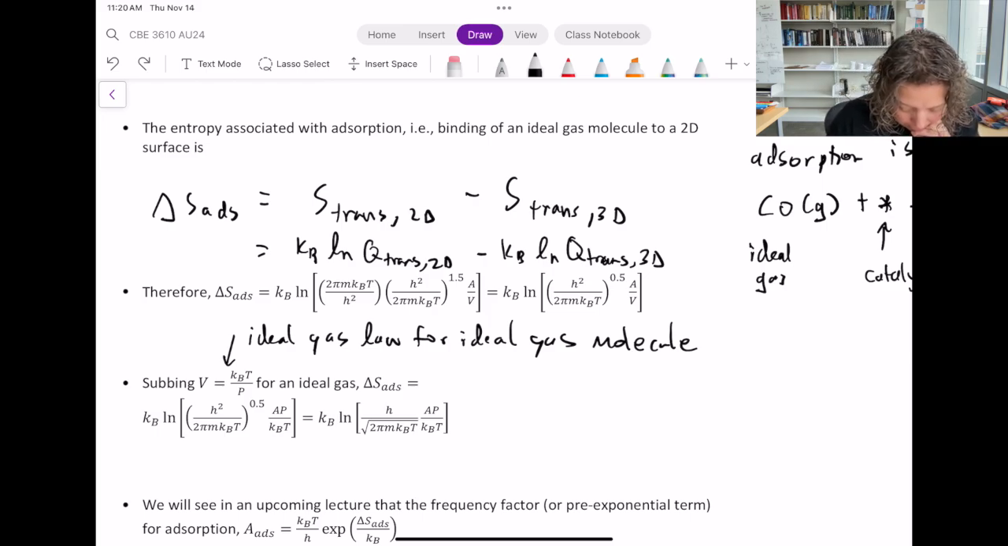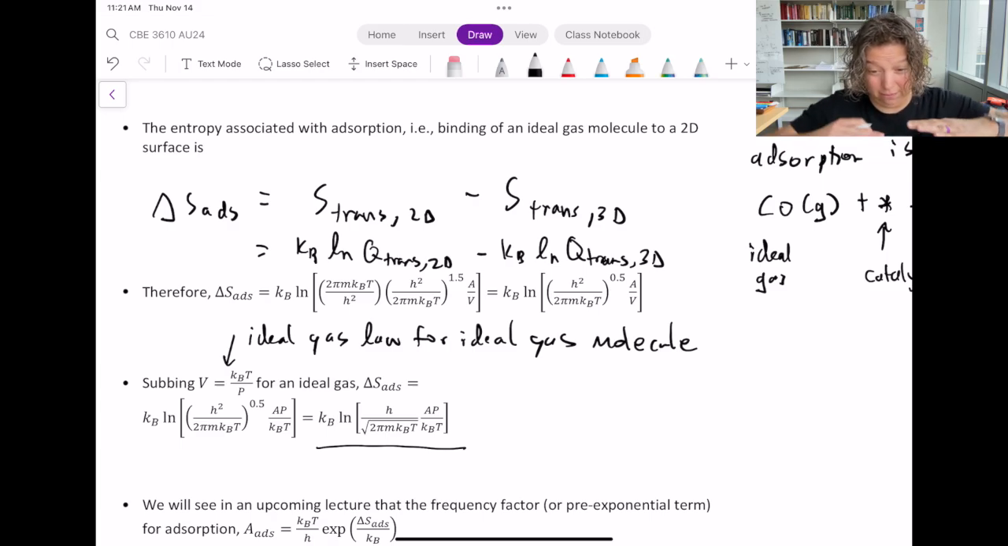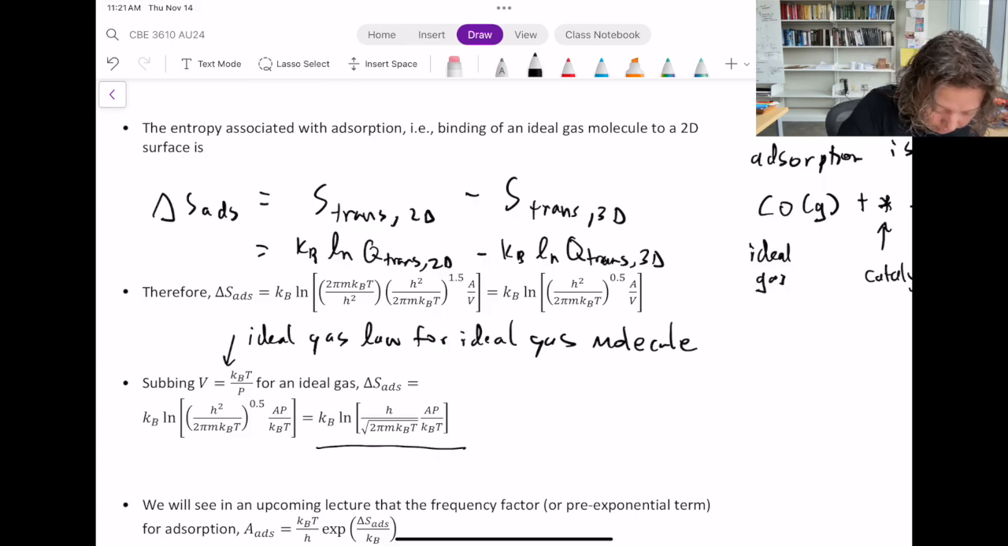And so if I do that, then I get an expression for the change in entropy of adsorption based now on all things that I know. This is going to be either constants, or the things I would need to fill in would be the mass of my gas phase molecule, the area of the surface, and also the pressure.